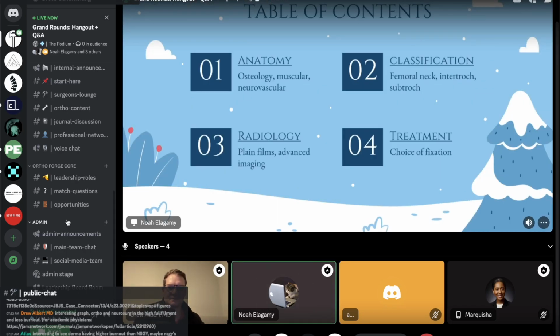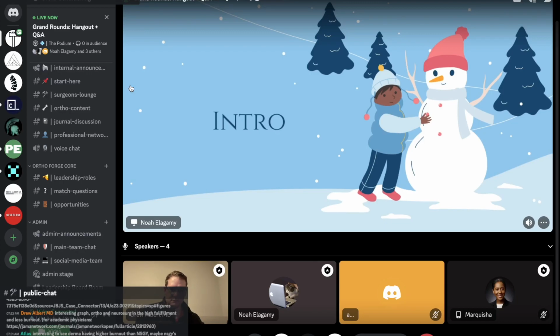So just a brief overview of what we're going to talk about. We'll go over some anatomy today, some classification systems for hip fractures. We'll go over some examples of fractures on plain films, and then we'll talk a little briefly on treatment and choice of fixation for different types of hip fractures.